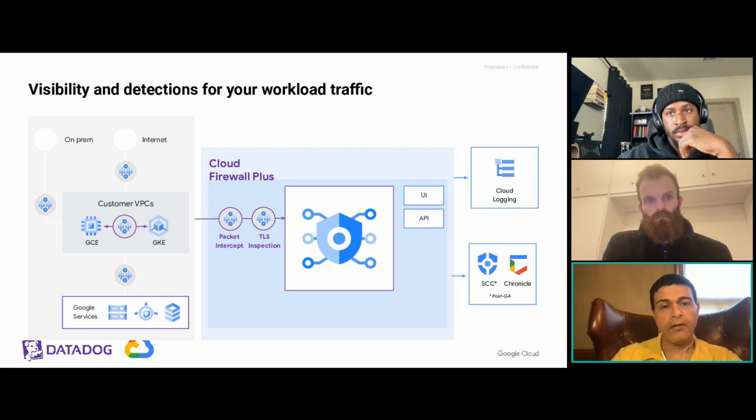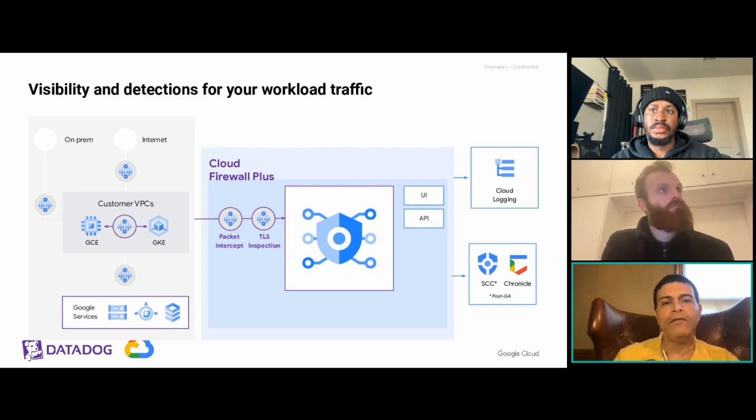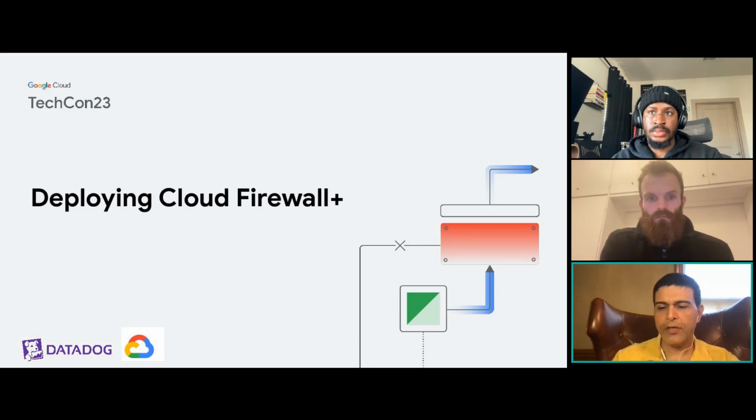Out of the box, Cloud Firewall Plus has integration. Of course, it has a UI. You can access it through the API as well. It has out-of-the-box integration with Cloud Logging, with Security Command Center, and with Chronicle. So this is a high-level overview of how it works. The most important thing that you need to know is it's a highly available firewall, highly scale-out model, and we do everything under the hood for you. And for that, we use a technology called Packet Intercept. Let's go to the next slide and walk through how we deploy this.